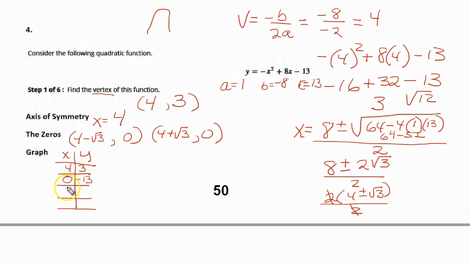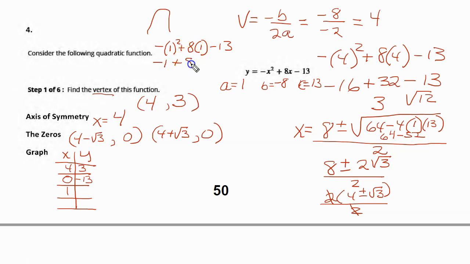So let's get one other point here. Let's say if x is 1, and we'll do it up here. So negative 1 squared plus 8 times 1 minus 13. So x squared, or 1 squared is 1, but this is a minus 1.